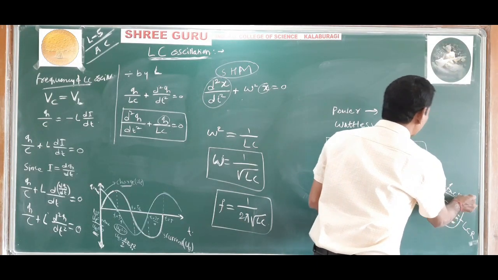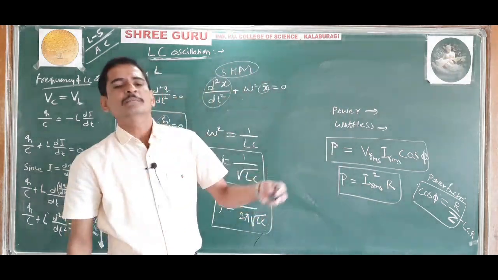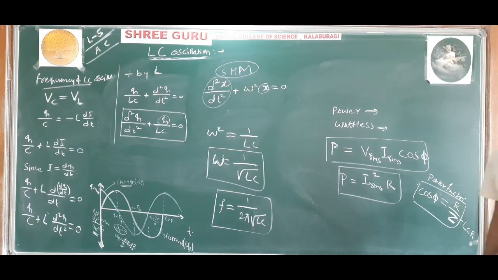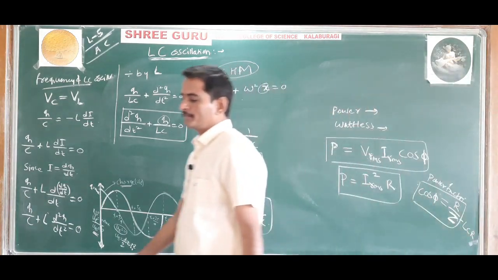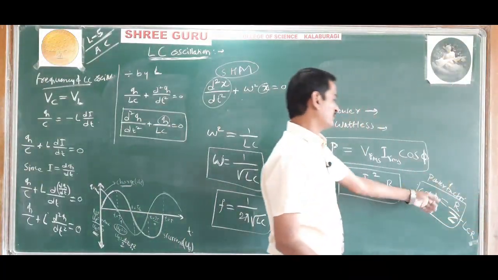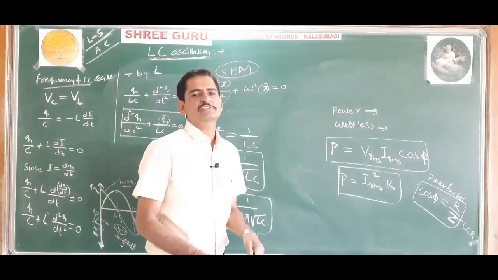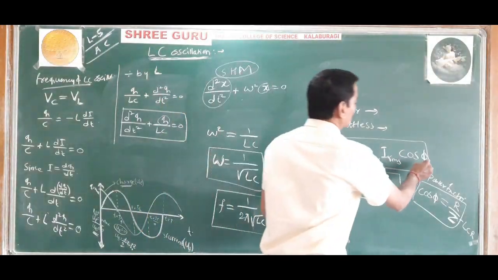Just for your understanding, I have given this formula because numericals have been asked in the previous exams on this power factor as well as power dissipated in an LCR circuit. So if you know these formulas, you can solve the numericals, no problem. If you know this much, at least.